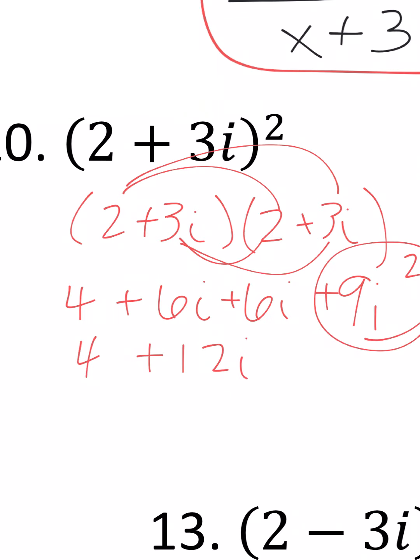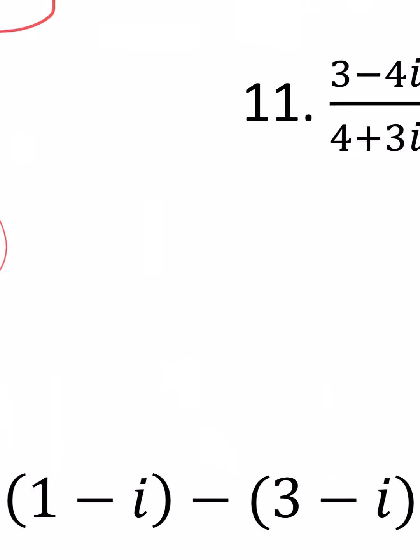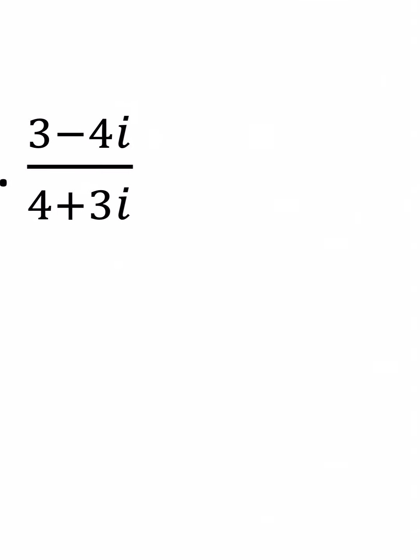And important to remember, if it's i squared, it's really a sign change. So my final answer is negative 5 plus 12i. Here, since it's dividing, we have to multiply by its conjugate, 4 minus 3i, in top and bottom.